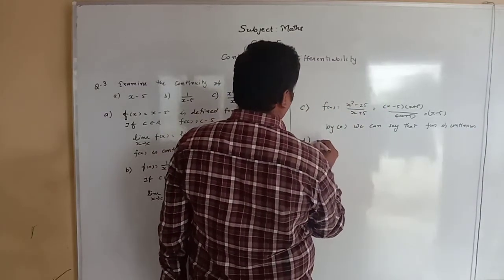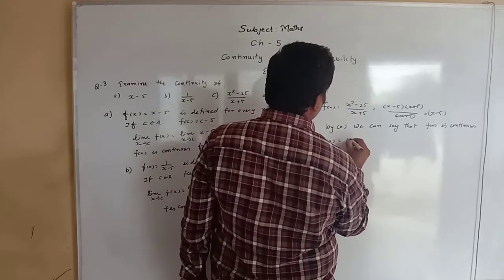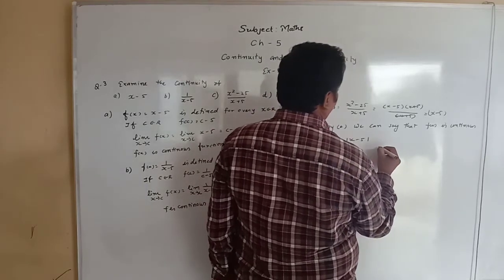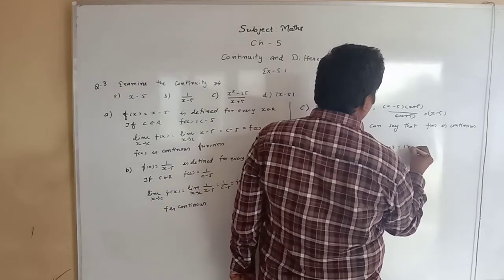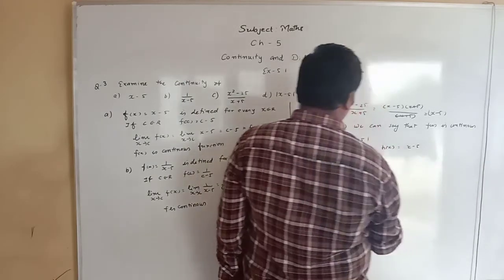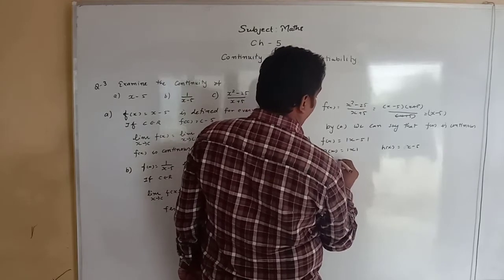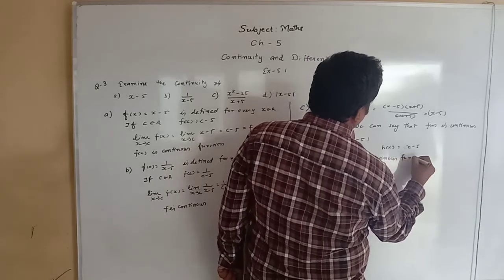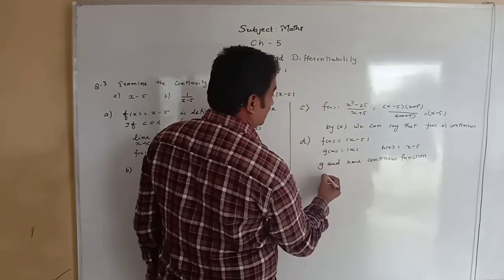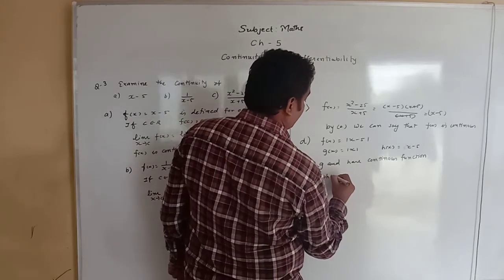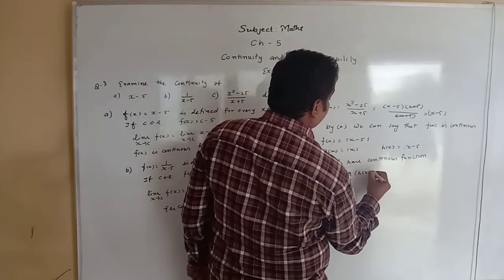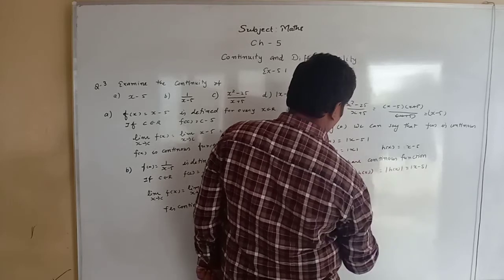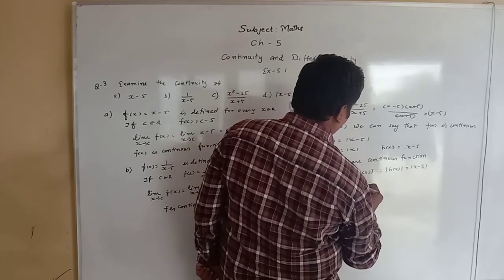and d is given f(x) equals modulus of x minus 5. So g(x) equals modulus x, and h(x) equals x minus 5. Then g and h are continuous functions, so g composite h of x equals g of h(x), which will be modulus of h(x), which is modulus of x minus 5, and is also a continuous function.